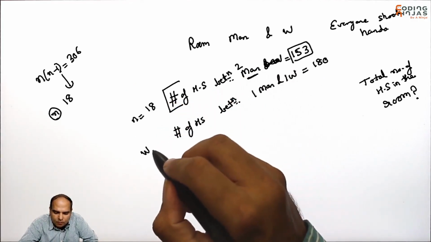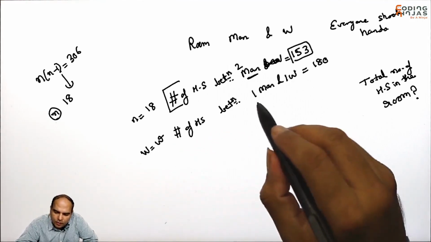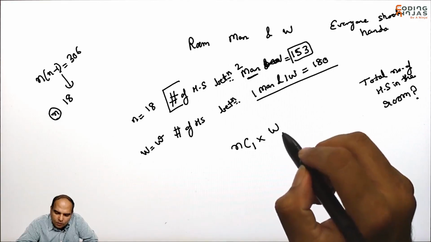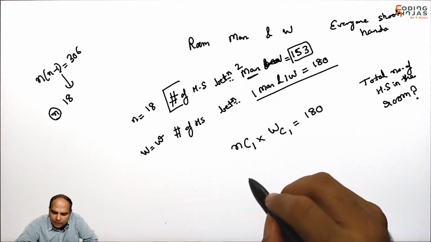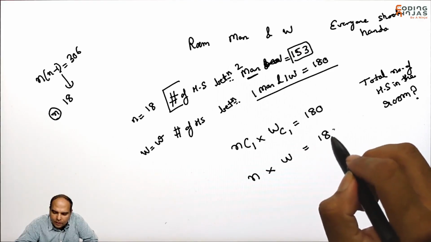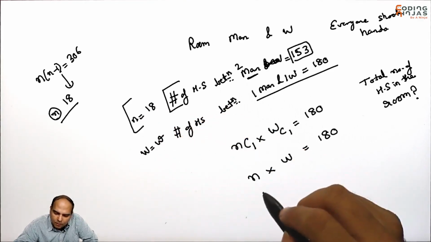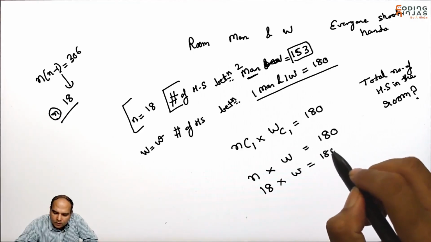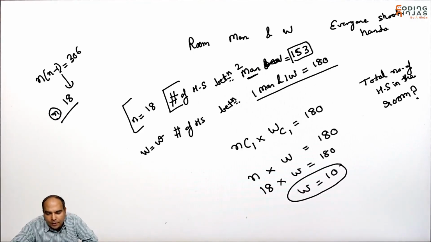Now let's think about the number of women. Let's say the number of women is w. According to this, NC1 into WC1 should be 180. NC1 is n and WC1 is w, so n into w should be 180. We have found n from the first interpretation in this problem, that n is 18. So 18 into w should be 180, so the value of w will be 10. And that's the number of women.